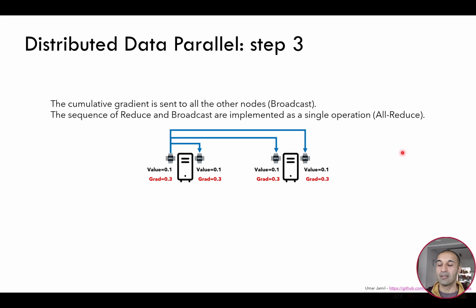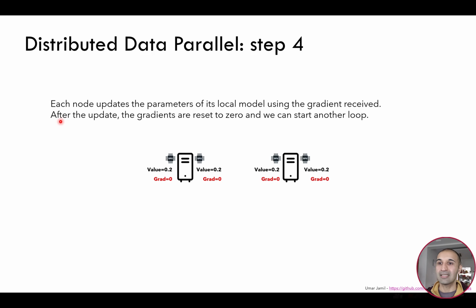Then the GPU that calculated the sum of all the gradients will send it back to all the other nodes in an operation that is known as broadcast. The sequence of reduce and broadcast, because here I show it as separate operations, is usually implemented as a single operation known as all reduce. And later we will see in detail how it works. But this is the key idea.